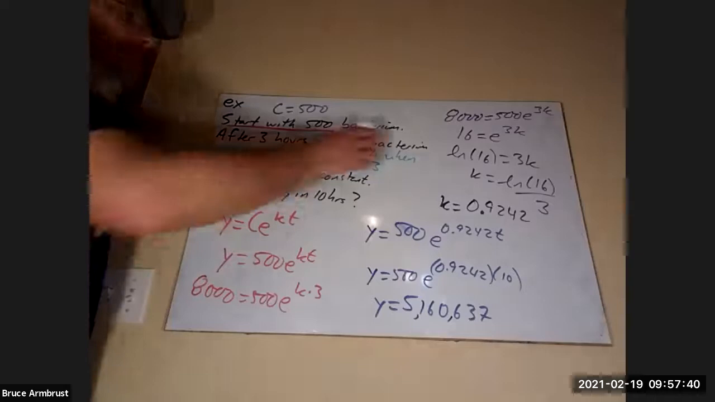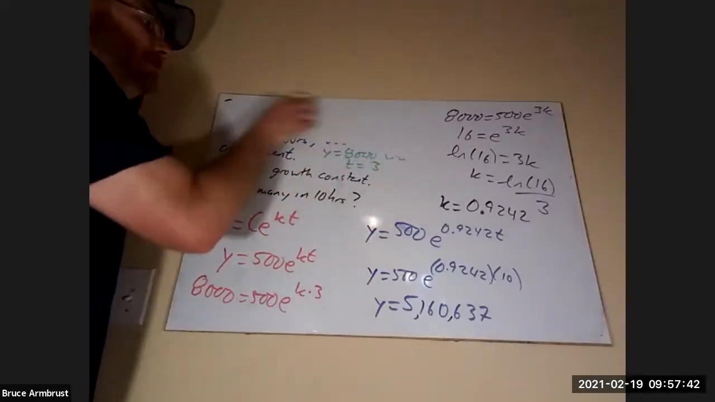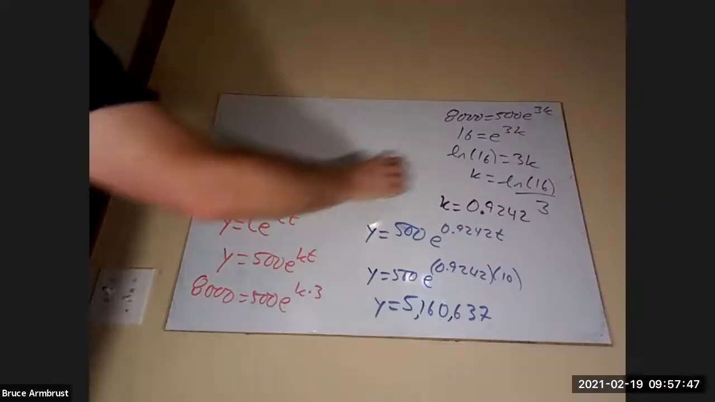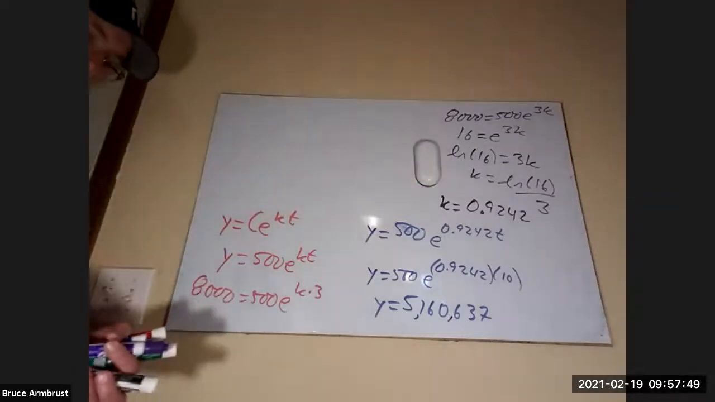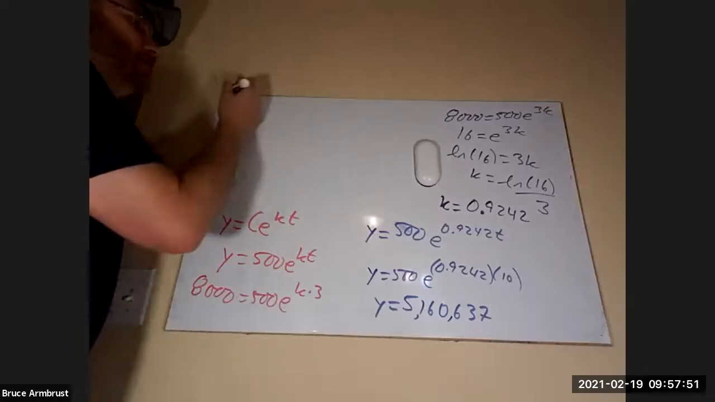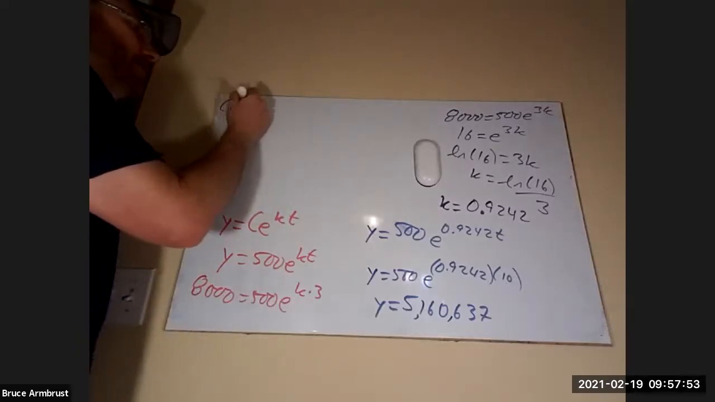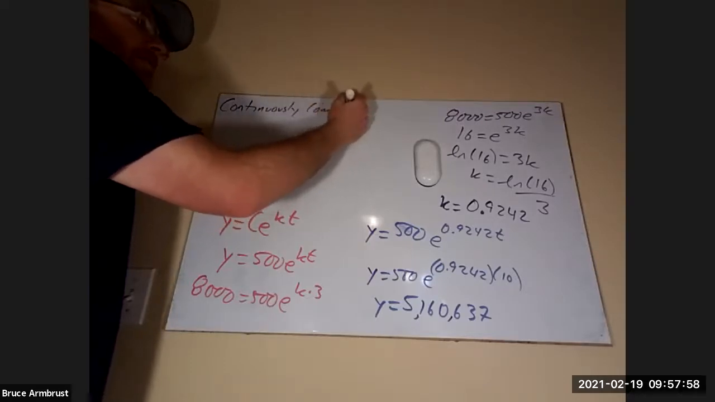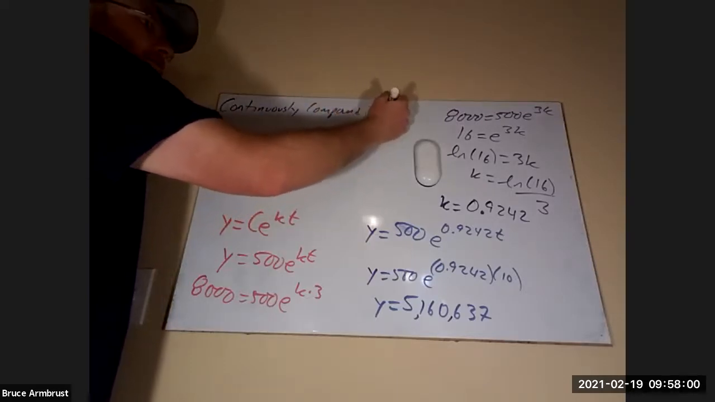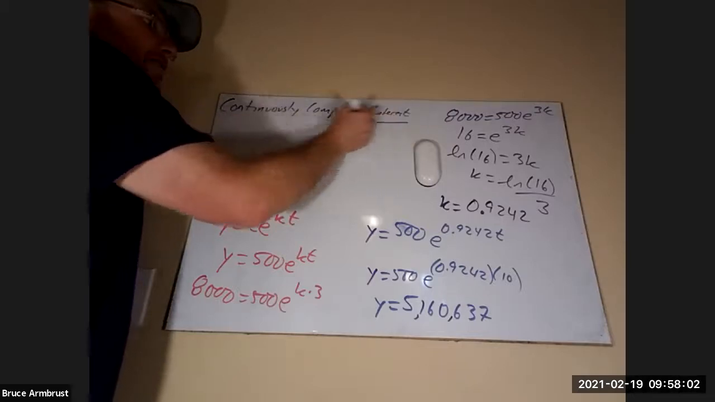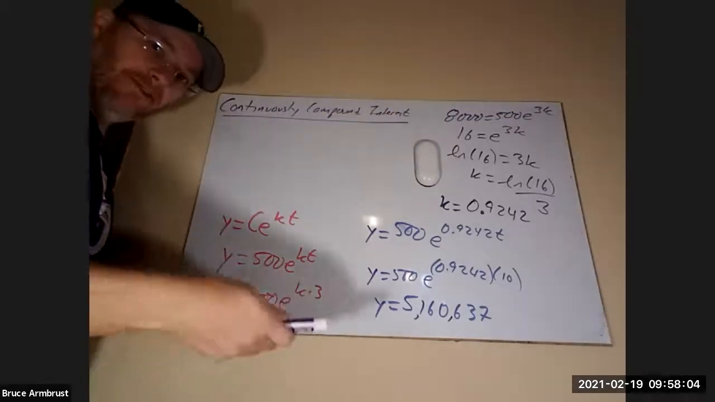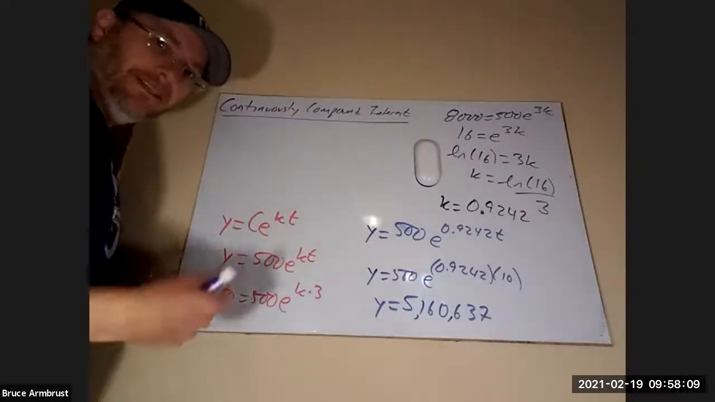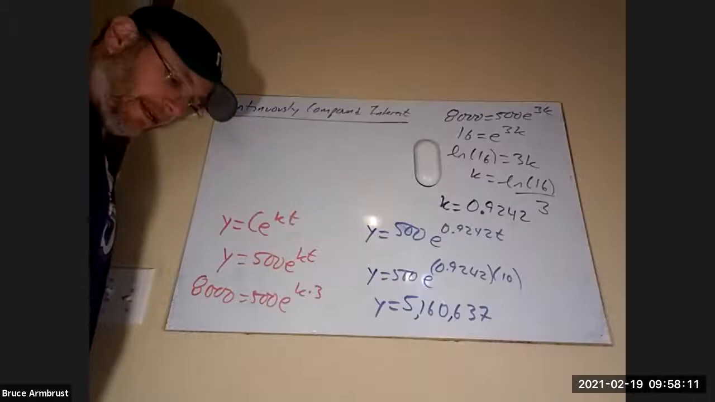Here's another example that has to do with money. Because money also follows exponential growth when we use compound interest. And this is continuously compounded interest. So compound interest is interest earns interest. And continuously just means what it sounds like. It's always happening.